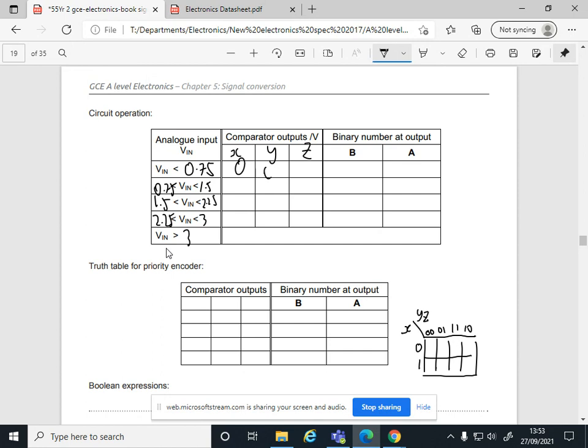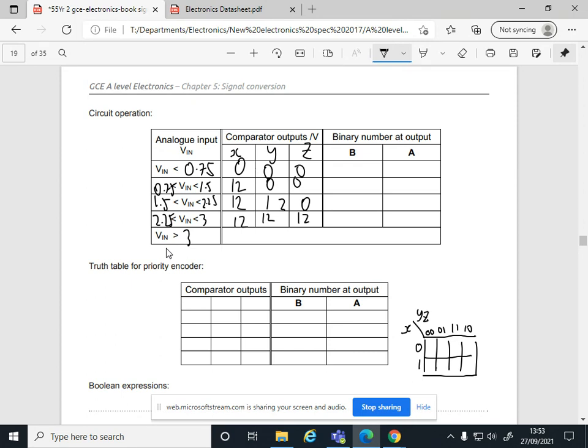So with nothing going in, we want nothing. 12 volts there. Ooh, 12 volts there, 12 volts there. And 12 volts there, 12 volts there. And 12 volts there.